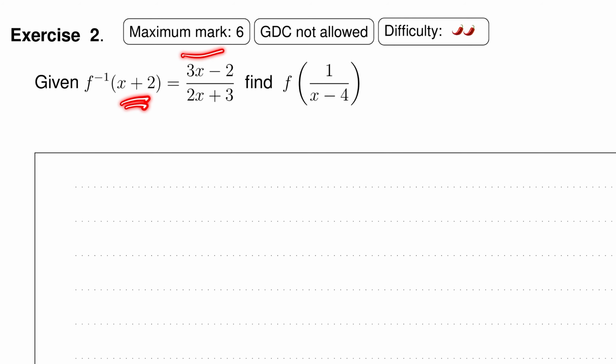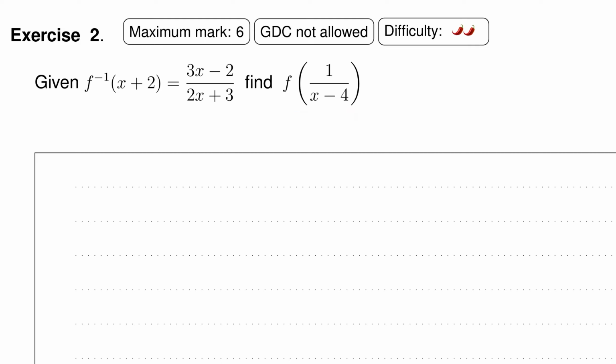All right, so let's get to exercise number 2, an exercise which is not trivial at all. This is not the typical inverse function exercise that you find in simpler questions. This actually involves a couple of steps. Now, we were given the inverse of f of x plus 2, and it is equal to 3x minus 2 over 2x plus 3, a rational function. We need to find f of 1 over x minus 4.